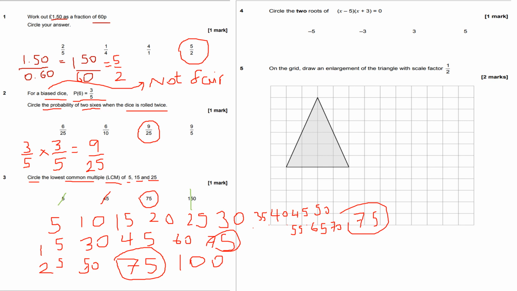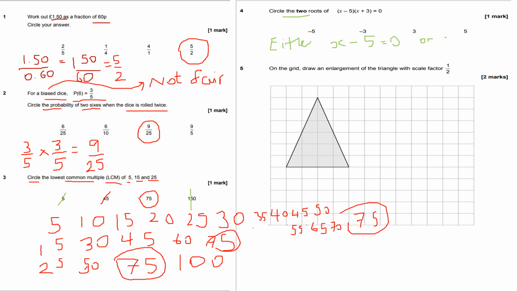Question number 4: circle the two roots of this equation. So it's factorised for us here. So either the first bracket equals 0, so either x subtract 5 equals 0, or x plus 3 equals 0.